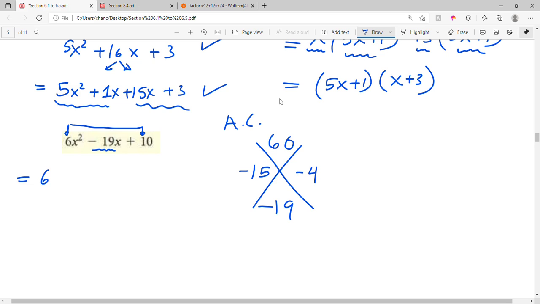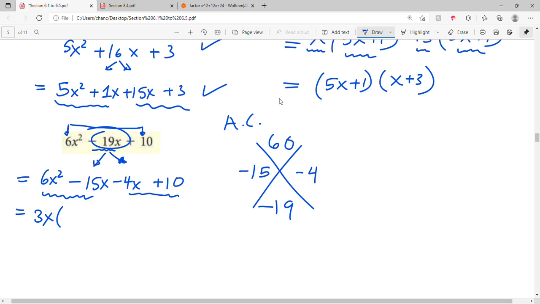We can now rewrite the middle by splitting it into 2, so we can use factor by grouping. This becomes 6x squared minus 15x minus 4x plus 10. If I were to check, negative 15x minus 4x gives us the 19x back, so we are doing it the right way. Factor by grouping now. 6x squared and negative 15x have a 3x in common. Let's take out the 3x, leaving us with a 2x minus 5.